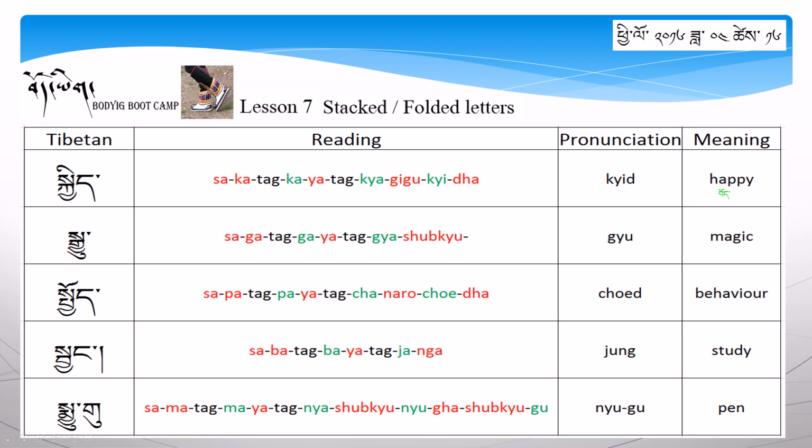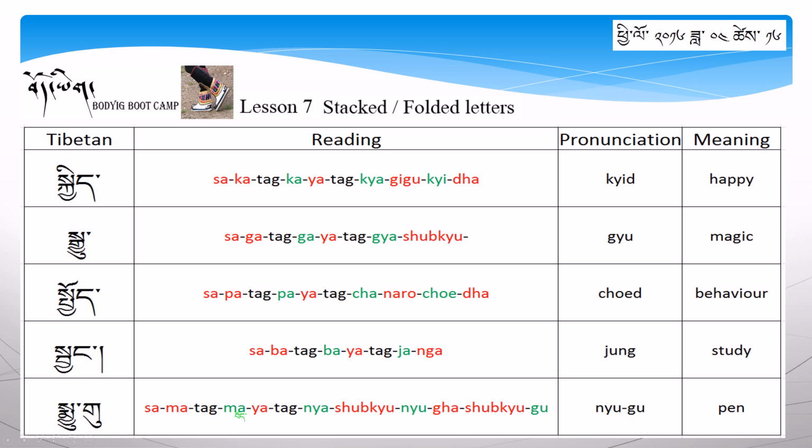Ki means happy. And then the next is sakata, gayata, kya, shabkyu, gyu. Shabkyu right here, right? This is a vowel. So gyu means magic. Gyumache, that's what we call it. And then sapata, payata, chanaro, chu, ta, chu. Chupa meaning behavior. And then sapata, bayata, janga, jang. Jang means steady or train.